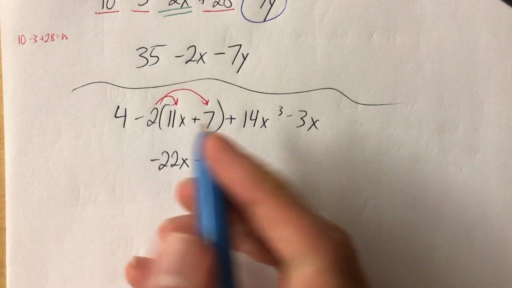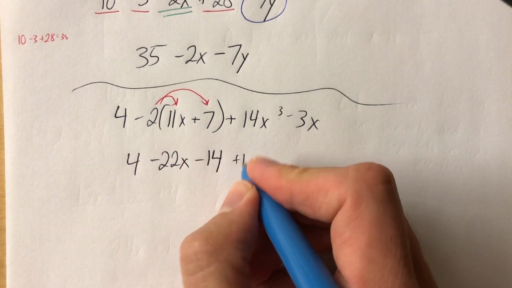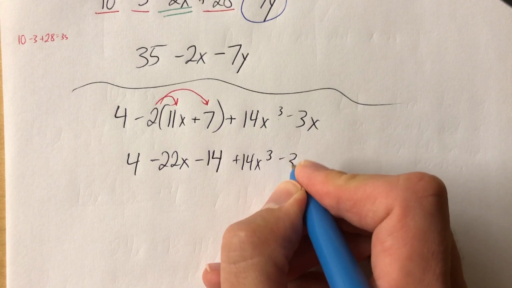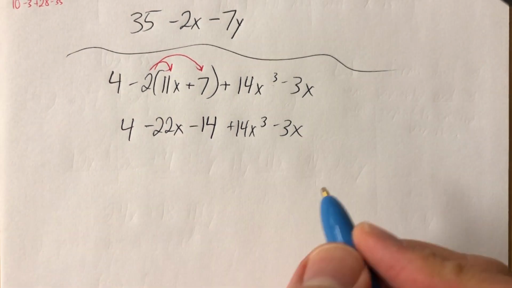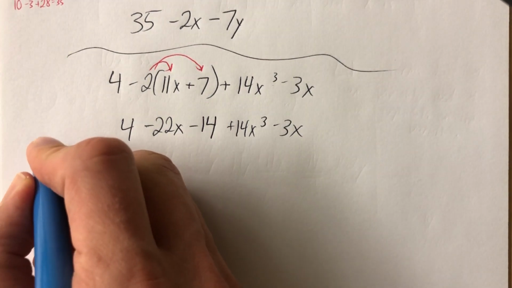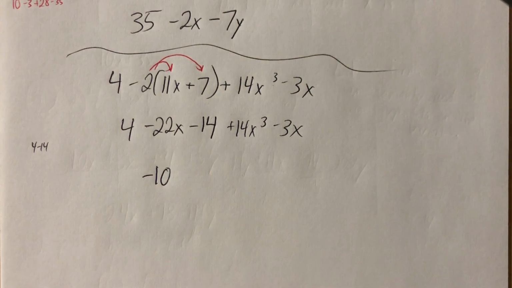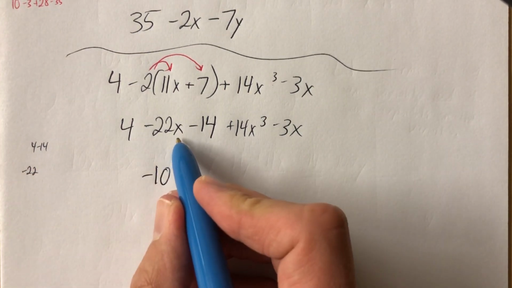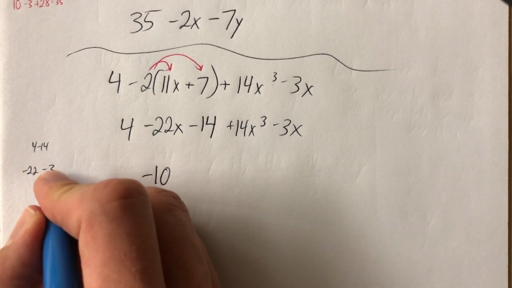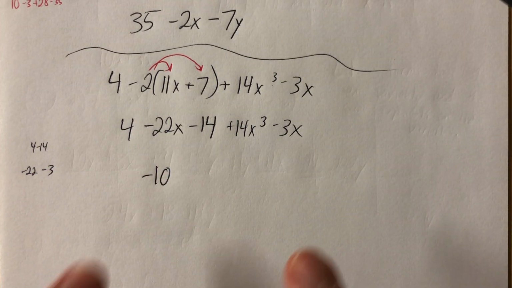So we just multiplied, and now we have the 4, and we have the 14x cubed, and we have minus 3x. And I'm not going to underline like terms this time. I'm just going to go, okay? So 4 minus 14. 4 minus 14 is negative 10, okay? X, there's 1, negative 22. Minus 3.